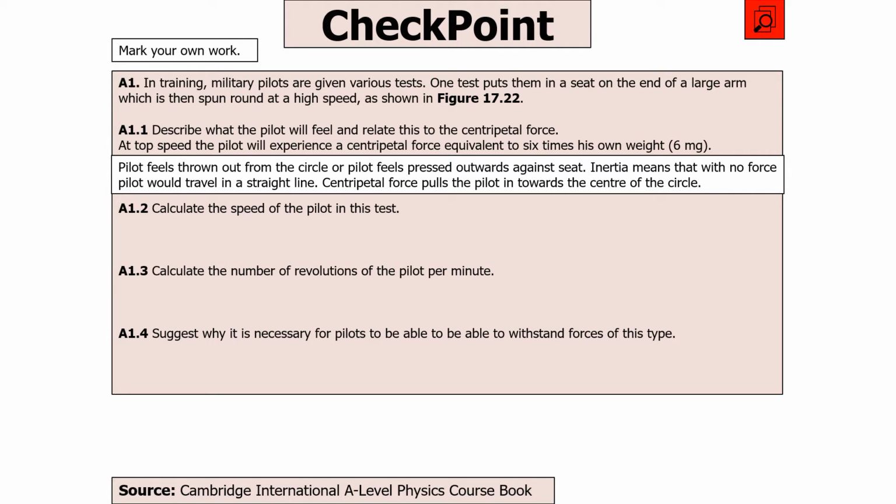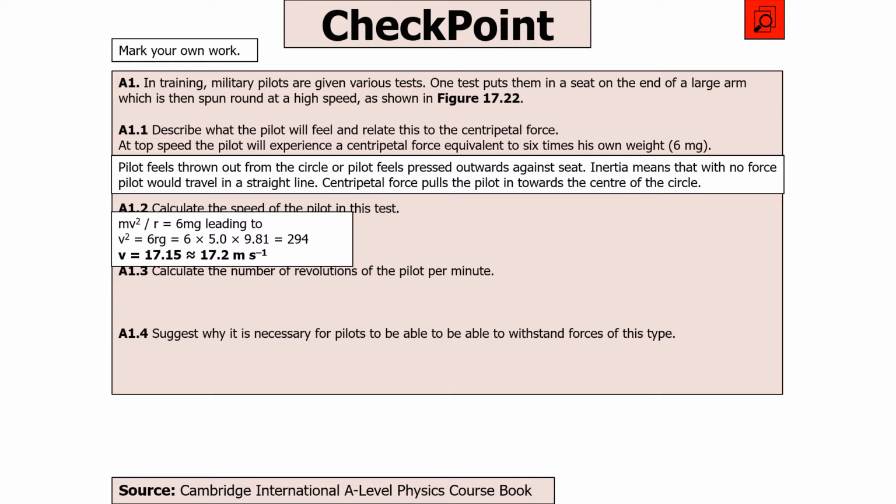Now, to work out the speed of the pilot in the test, we can say, well, mv squared over r equals 6mg, because that is the centripetal force, and that's the equation for the centripetal force. So we can rearrange that and say v squared equals 6 times rg. So we pop in all those values. Remember, g is 9.81, so we get 294. Then we square root that to get 17.2 meters per second.